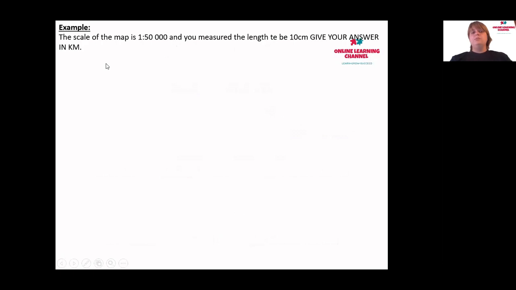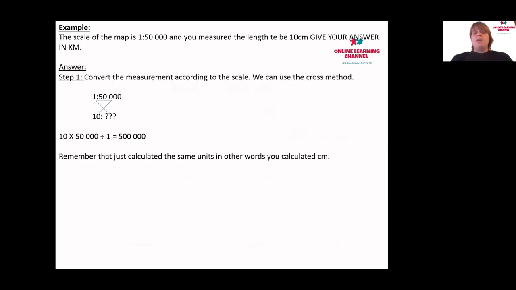Now this is very important, guys. They don't want your answer in centimeters or millimeters. They want your answer in kilometers. So let's start. Step 1. Convert your measurement according to the scale. We can use the cross method I just showed you a bit earlier in the video. So that's the one I want. I have 10 centimeters. That's my ratio. So I'm going to say 10 multiplied by 50,000 divided by 1, and that's going to give you your answer.